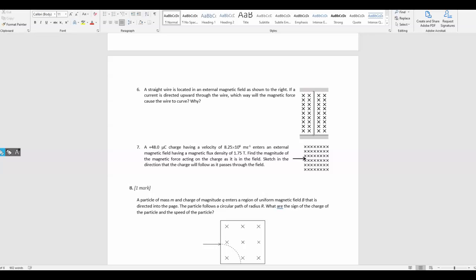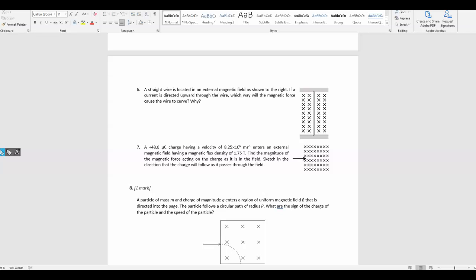It says a 48 microcoulomb charge having a velocity of 8.25 times 10 to the 6 meters per second enters an external magnetic field having a magnetic flux density. I don't know why they use that word, the IB. Magnetic flux density is the same thing as magnetic field strength. It's the same thing as magnetic field. Okay, that's B. 1.75 Tesla, that's B.